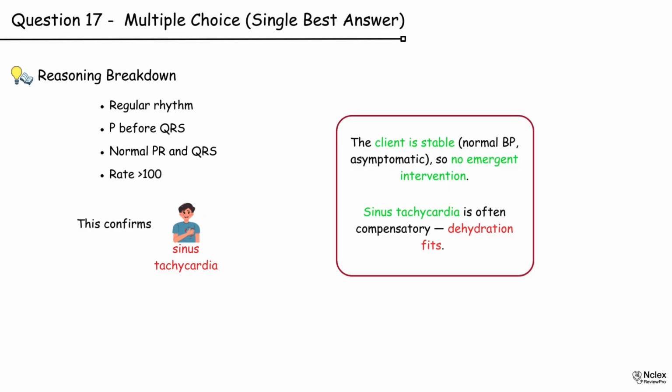Now eliminate the distractors. Atrial fibrillation would not show regular P waves with consistent PR intervals. Sinus dysrhythmia would show irregular intervals. Ventricular tachycardia would present with wide QRS complexes and no consistent P waves.